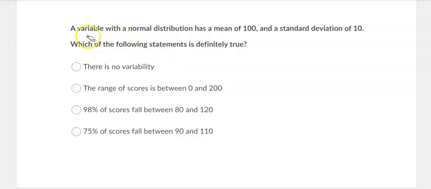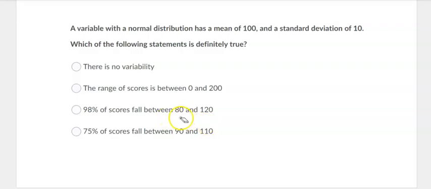A variable with a normal distribution has a mean of 100 and a standard deviation of 10. Which of the following statements is definitely true? There is no variability. That is not true because the standard deviation is 10. The range of scores is between 0 and 200. That is not a good answer. 95% of the scores fall between 80 and 120.